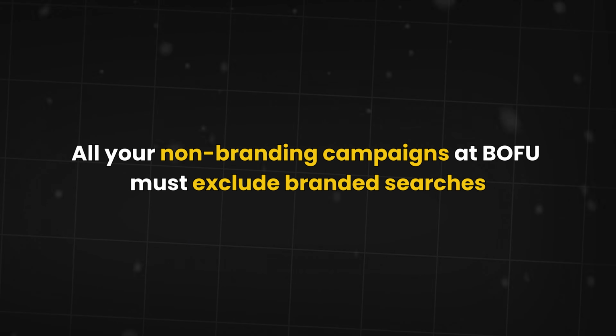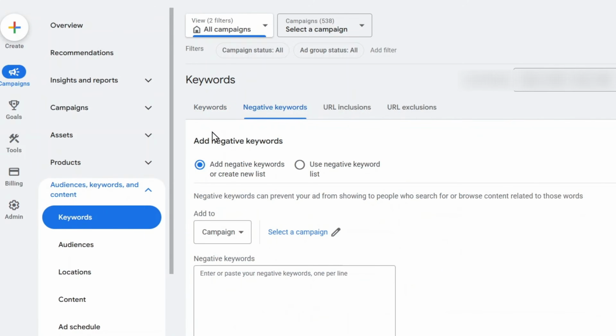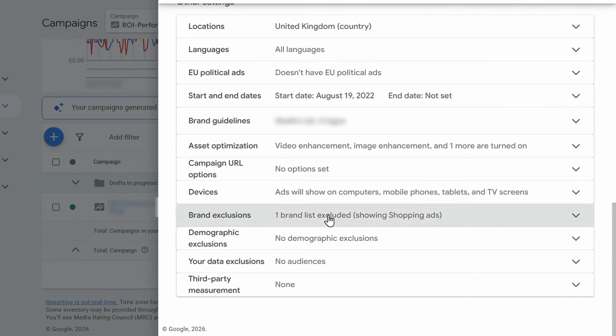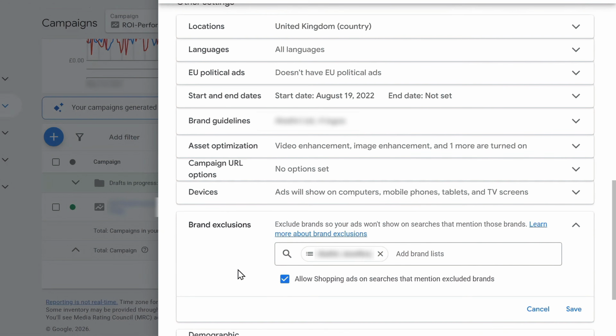But whether you're using search branding campaign, performance max branding, or both, all the rest of your non-branding campaigns at the bottom of the funnel must exclude branded searches from them, either via negative keyword list for search or via brand exclusions feature on Performance Max. And you need to do this in order to ensure a clear separation between your non-branding and your branding campaigns, to make sure that your non-branding campaigns don't dip into your branded searches and your branded traffic.